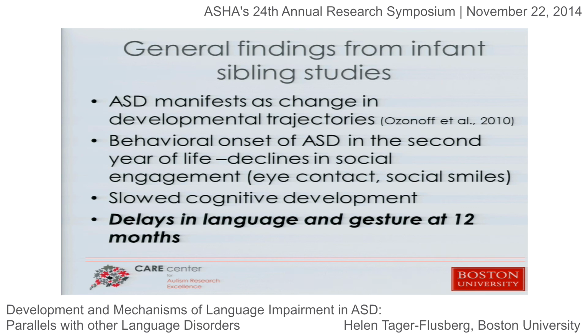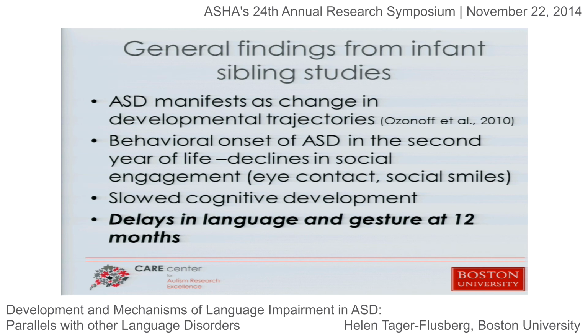The onset, when we look at behavior, is very much in the second year of life. And what we see are declines in social engagement, which are very reminiscent then of language regression. So it's regression, we could say, extends to the social domain as a defining characteristic, a change in developmental trajectory. So infants who had good eye contact at 6 and 12 months, we see a decline in the second year.